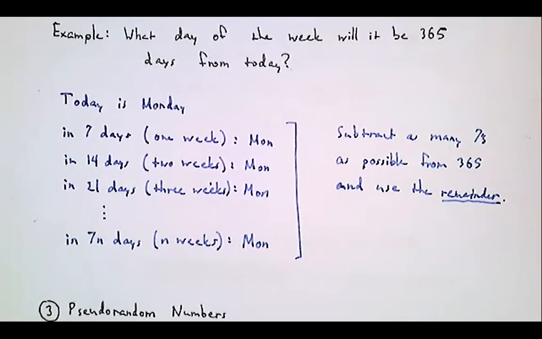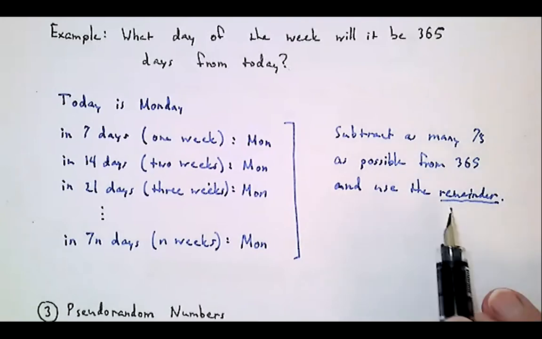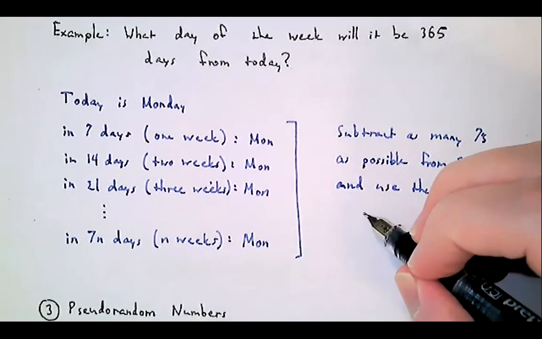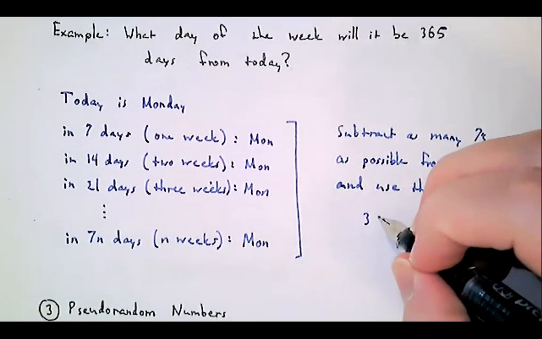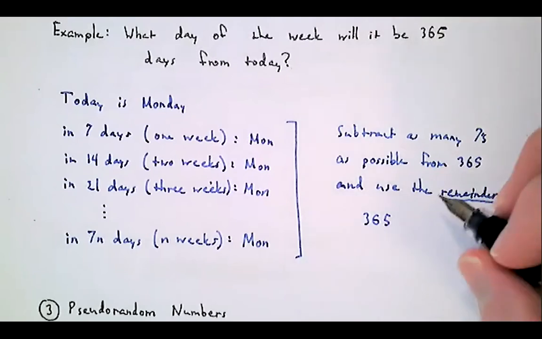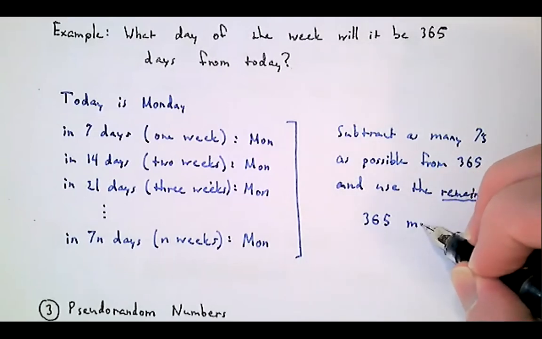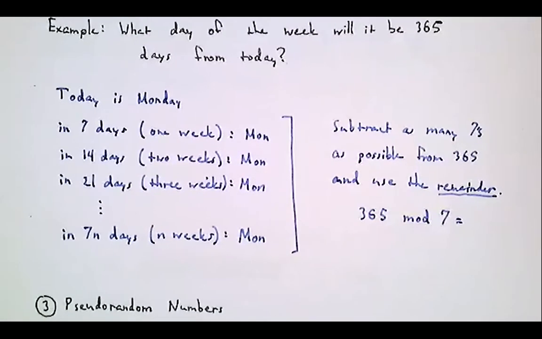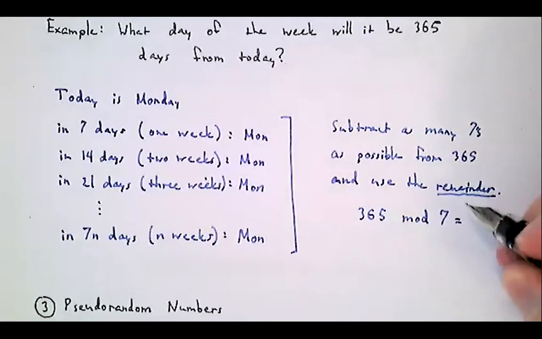Do we have a convenient operator that gives us the remainder? Well, yeah, we just learned about it, right? So what we really want to figure out is 365 modulo 7. What is that? I've been thinking about that. I think it's 1. It's 1, that's right.